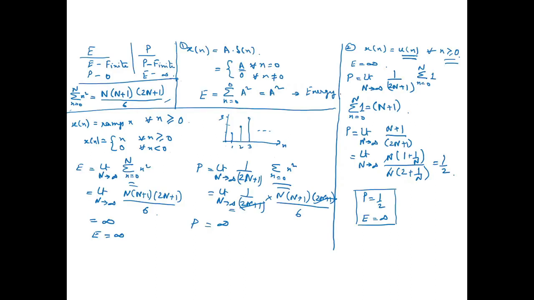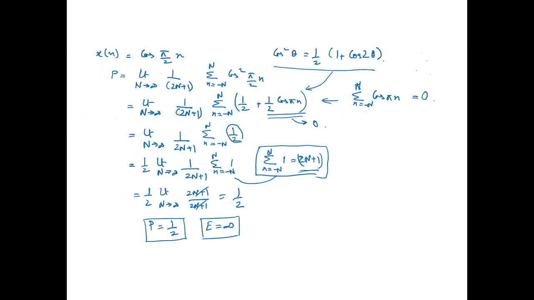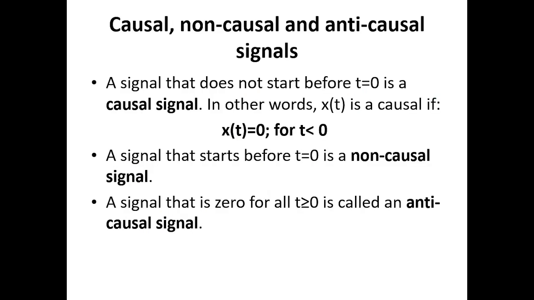So these are some examples of how to calculate the power and the energy of signals. Here also there is another example. Okay. Then we have causal, non-causal and anti-causal systems. So how do you define them? This is the zero time, and then 1, 2, 3, 4 like that our n or t goes. Any signal which is a right-handed signal is called a causal signal.